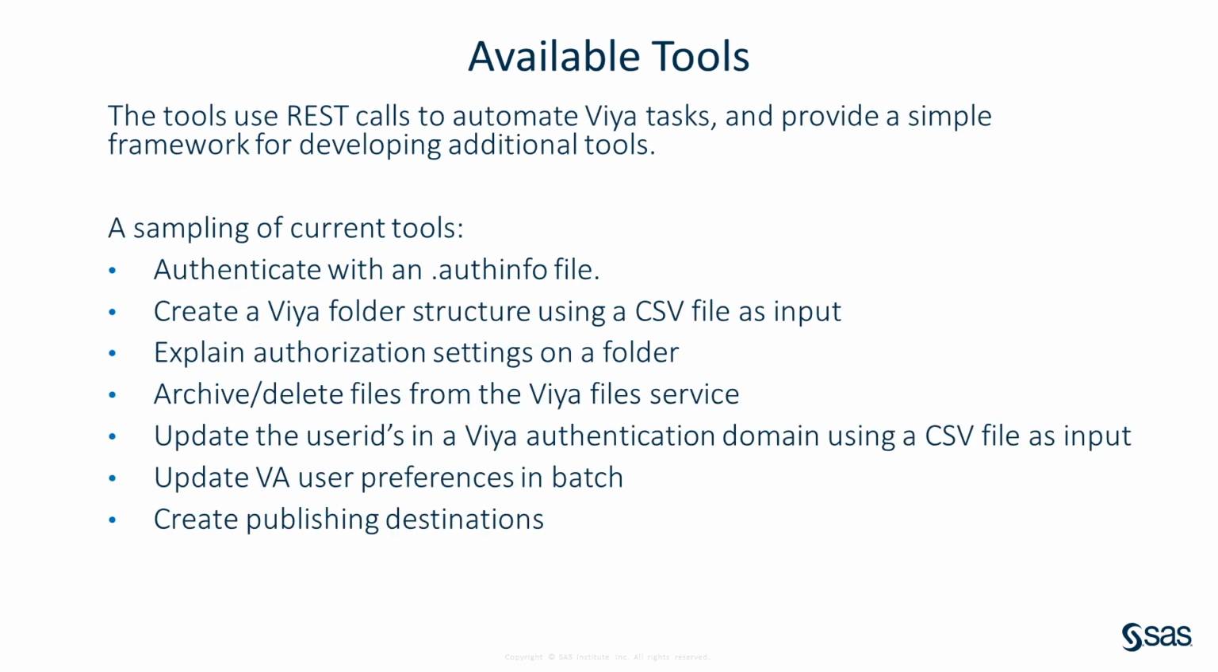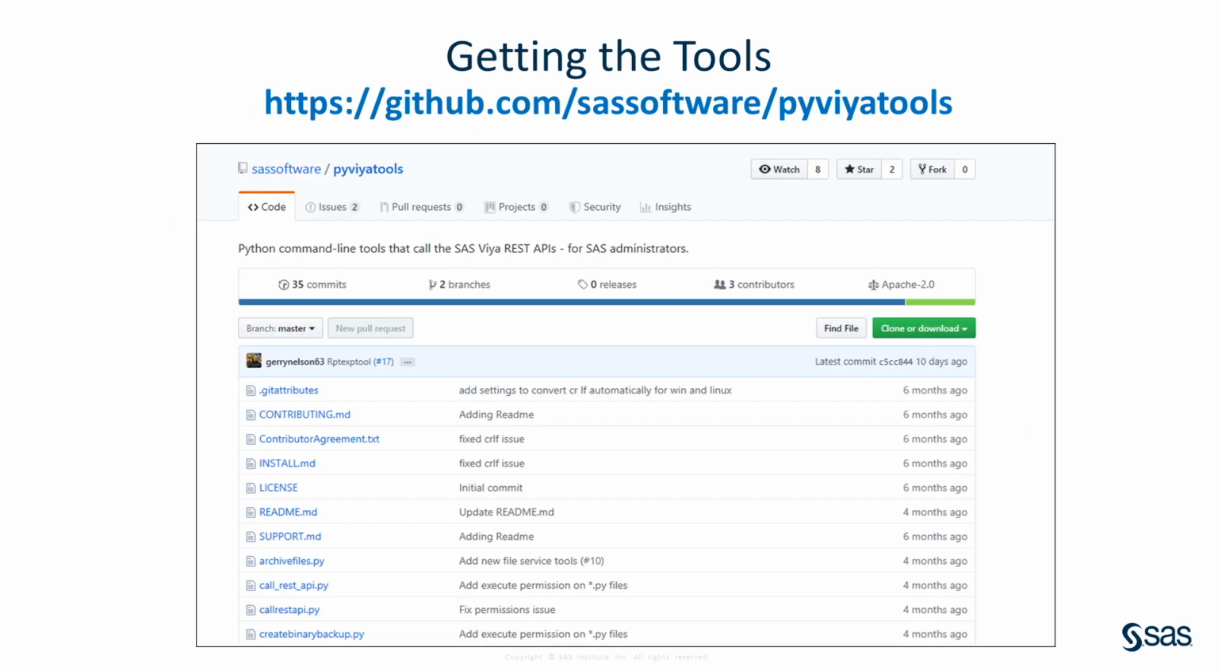The tools are currently aimed at SAS administrators, however they could be used to build any type of functionality using the external APIs. In this slide I show you a sampling of the tools that are available. There's one that lets you authenticate to the Viya admin command line interface using an authinfo file. That way you can protect your passwords and automate the running of your scripts. We have tools that create Viya folder structures from a CSV file, explain authorization on folders, manage files on the file service, create publishing destinations, etc. The tools are available on GitHub under sassoftware and the URL is pyviyatools.